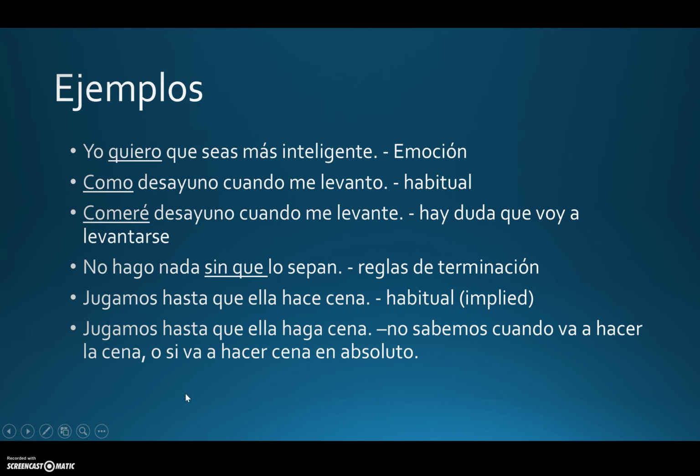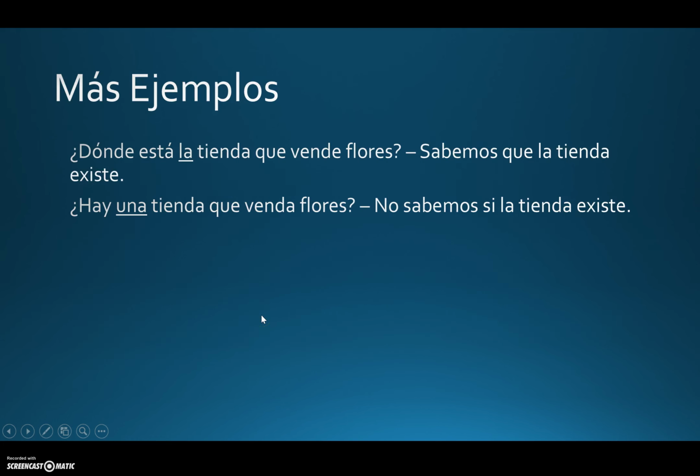Jugamos hasta que ella hace cena. So it's habitual and it's implied because we play until she makes dinner. Because you're using hace here, it's implied that you do this often. But with the next sentence, jugamos hasta que ella haga cena, no sabemos cuándo va a ser la cena o si va a ser cena en absoluto. So you can have almost the same exact sentence, but with just the subjunctive and the indicative change, and it means something completely different. Y más ejemplos.